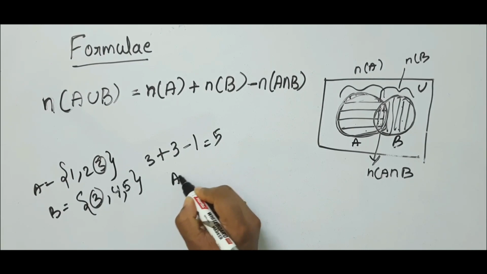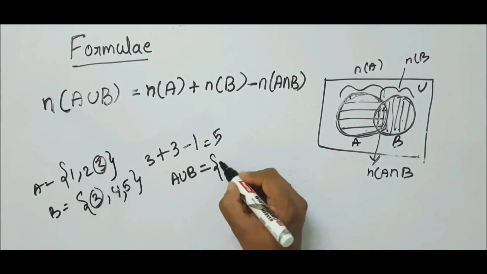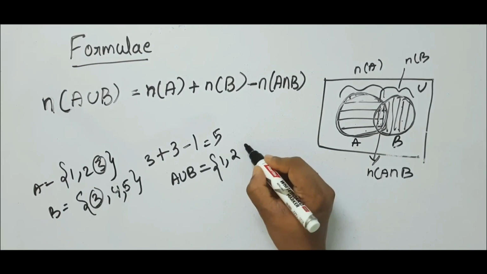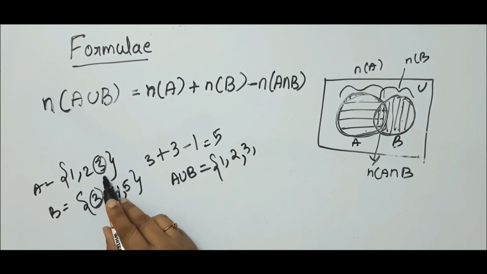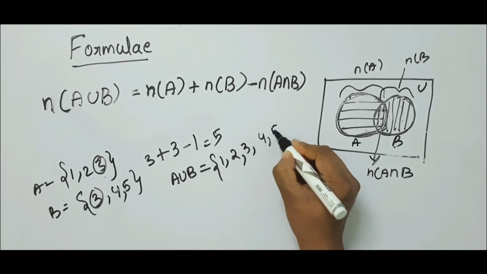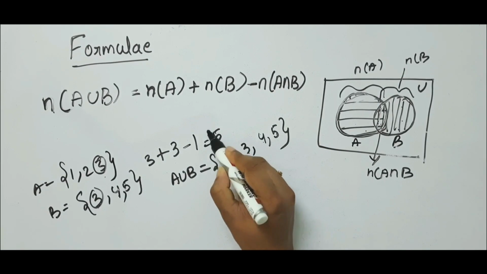Let us check. A union B for these 2 sets will be 1, 2, 3. As the common element is already there, we have written it in set A. It is already in set B, so we need not write it again. So the remaining elements are 4, 5. So total elements are 1, 2, 3, 4, 5. So we got 5 elements.